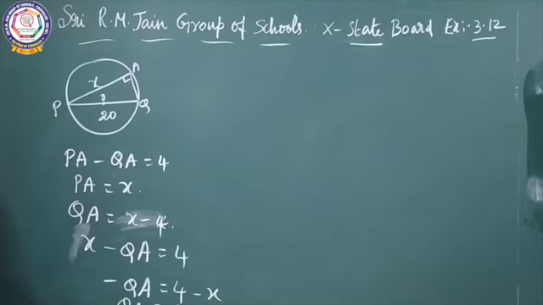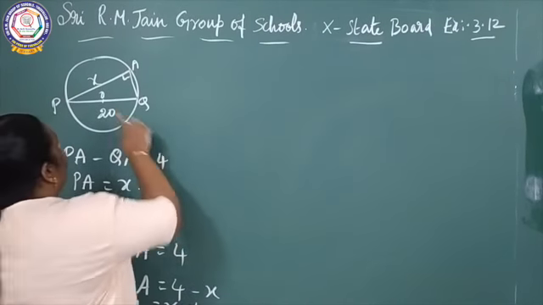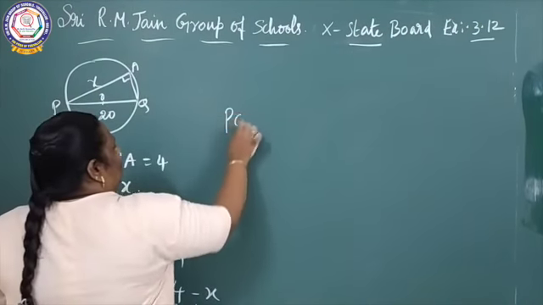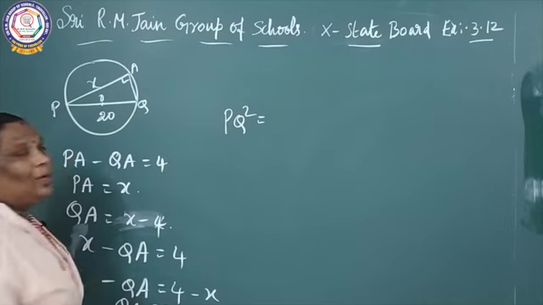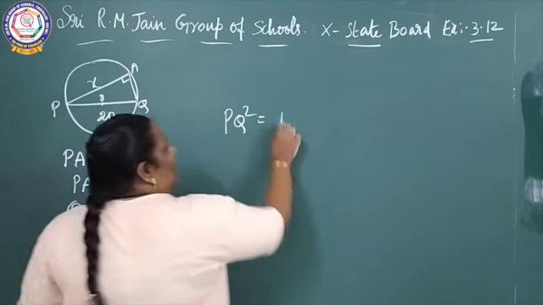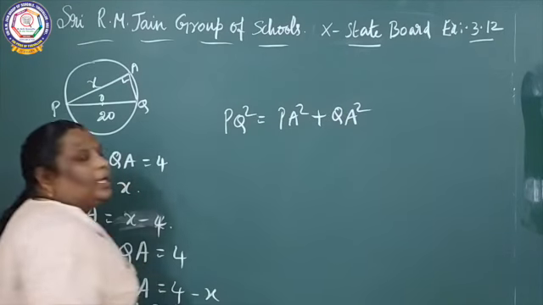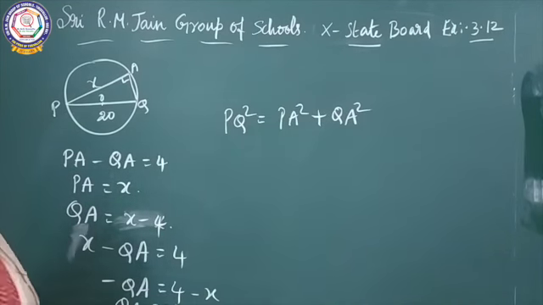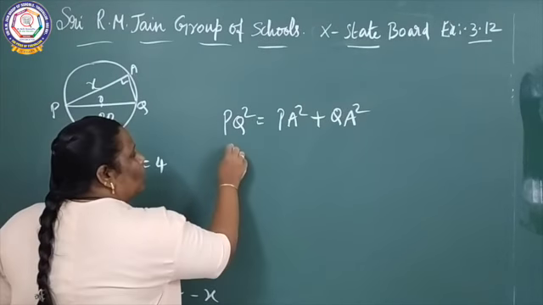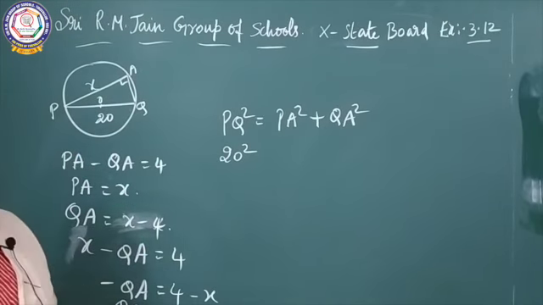It is a right angle triangle. You can use the Pythagoras theorem. What is the Pythagoras theorem? PQ square equal to PA square plus QA square. PQ square equal to what? 20 square.